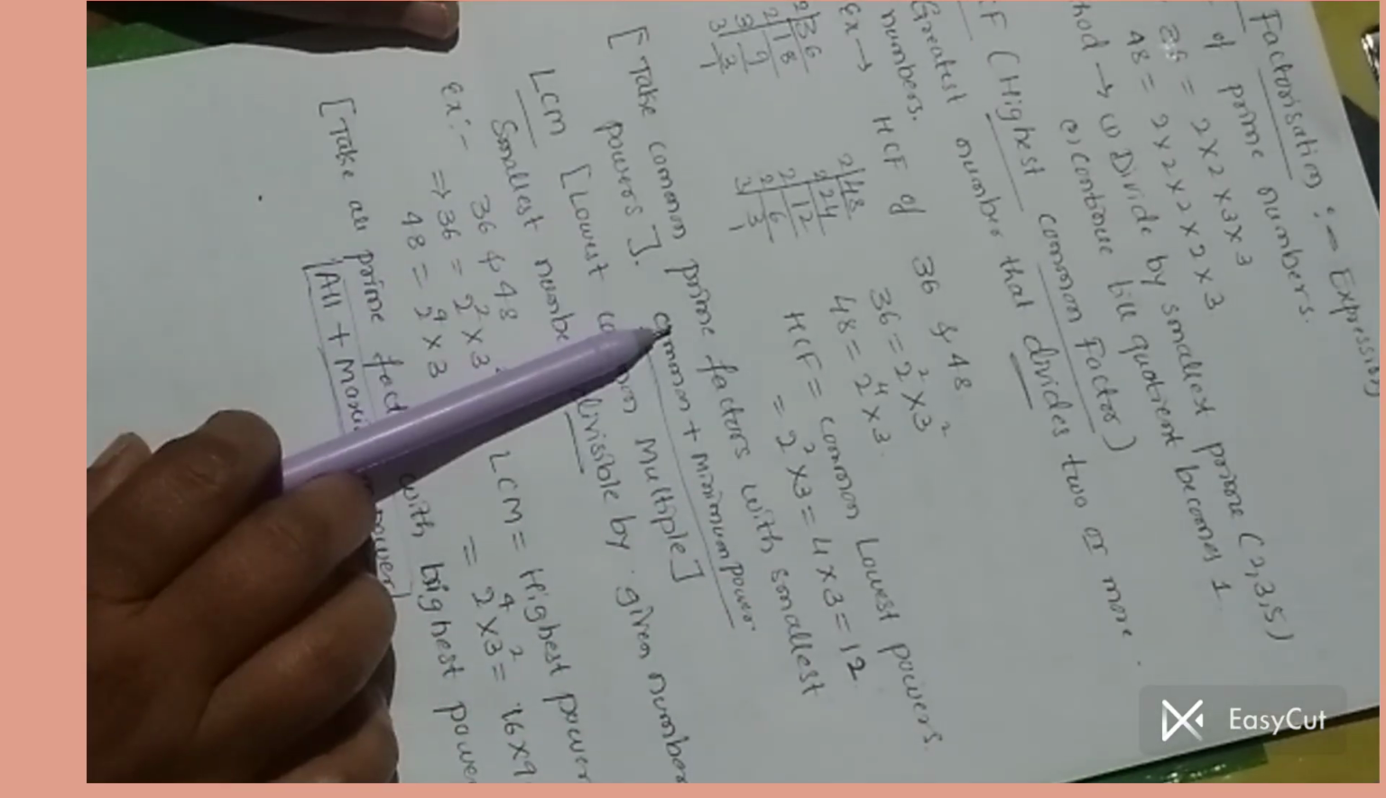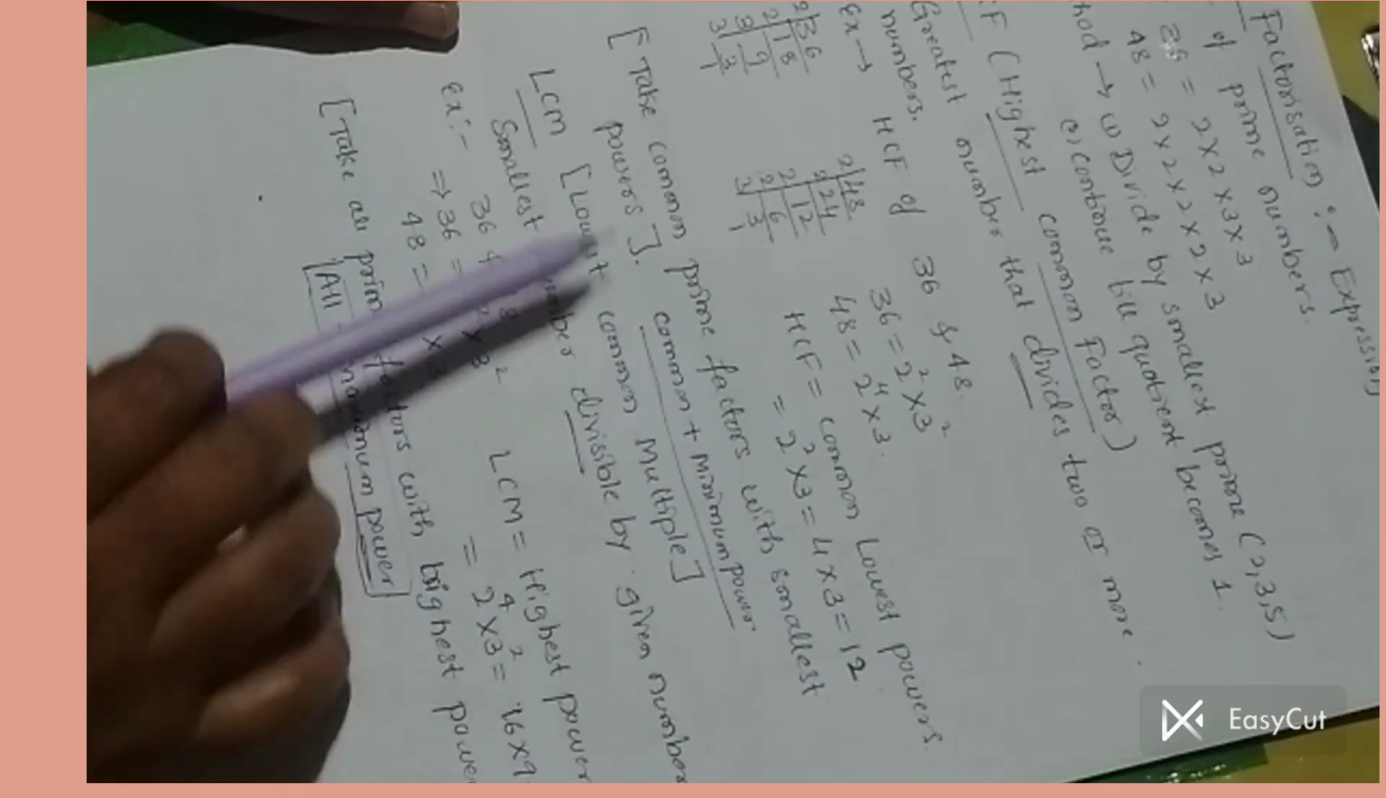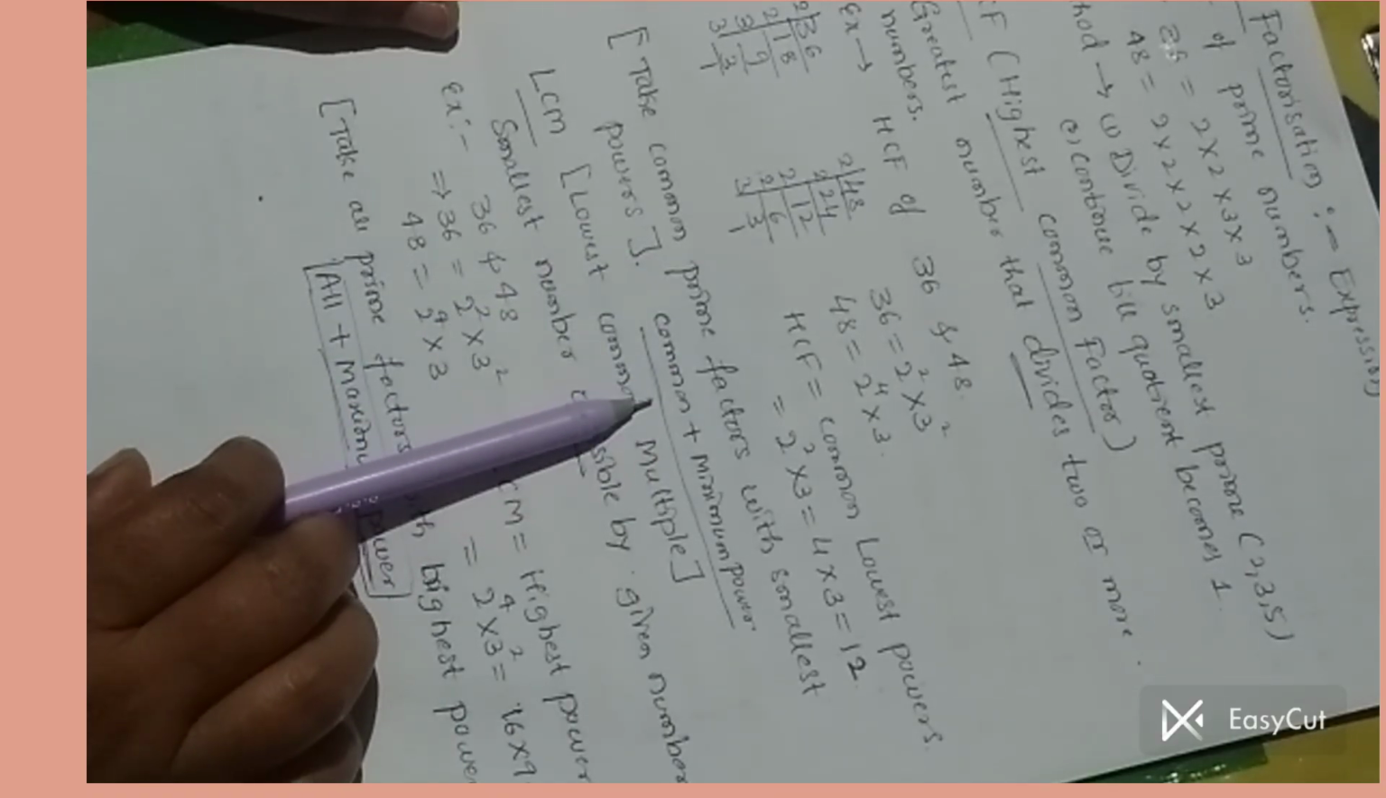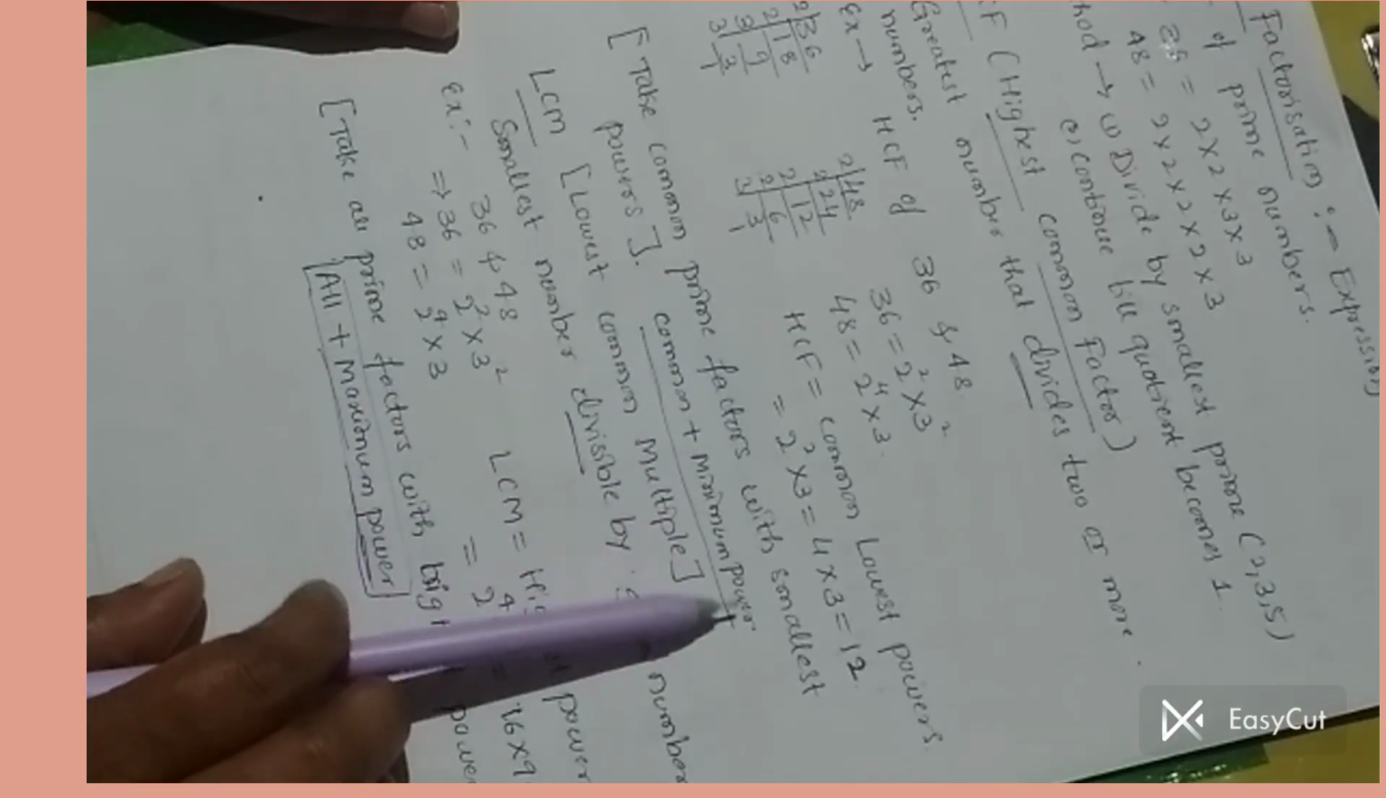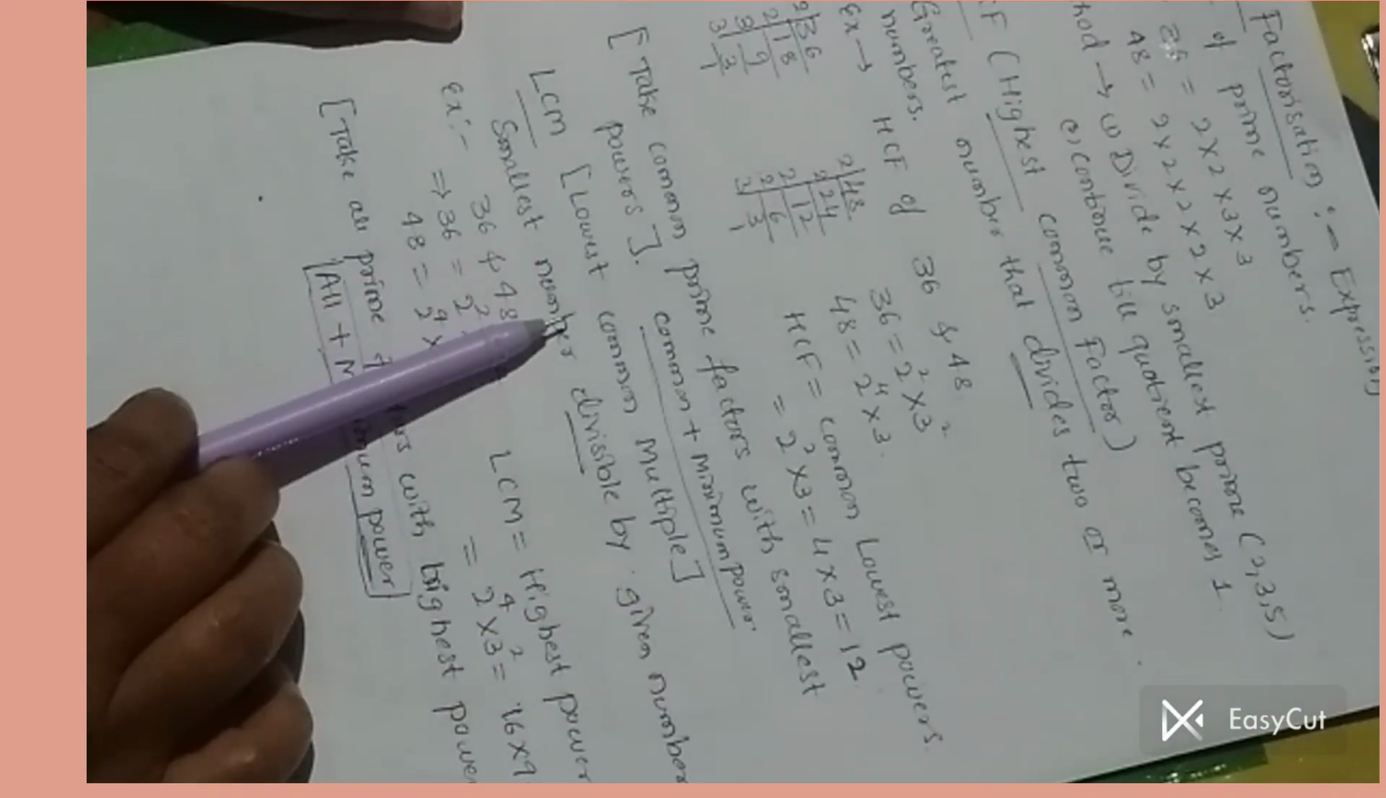Remember this one trick: take common prime factors with the smallest powers. Use this rule, it is very easy to find the HCF of the numbers. What is the rule? Common plus minimum power. Common plus minimum power. Now we will learn about LCM.